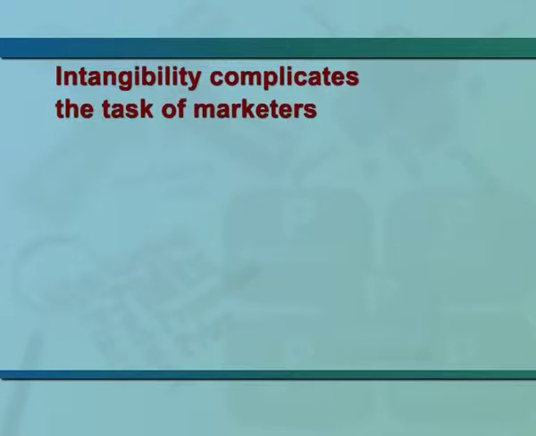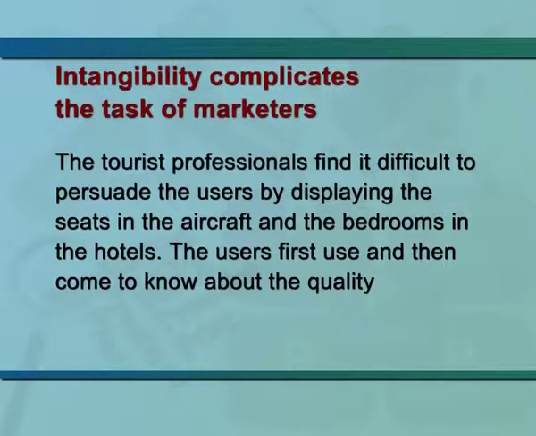The third point, intangibility complicates the task of marketers. We are well aware of the fact that tourism is a multi-segment industry in which transportation and accommodation services constitute a place of outstanding significance. However, the tourist professionals find it difficult to persuade the users by displaying the seats in the aircraft and the bedrooms in the hotels. The users first use and then come to know about the quality.